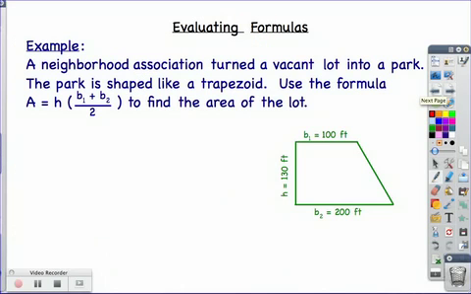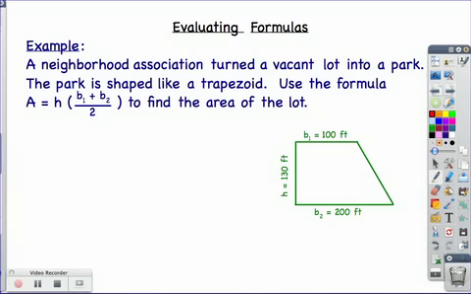So, they give us the formula. A equals h times the quantity of b1 plus b2 over 2. I'm looking for the area, so I know that I still don't know what A is. But using the picture, I can substitute the values that I do know. 130 for h, 100 for b sub 1, 200 for b sub 2, over 2.